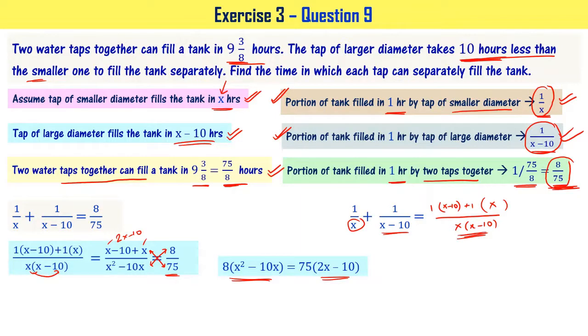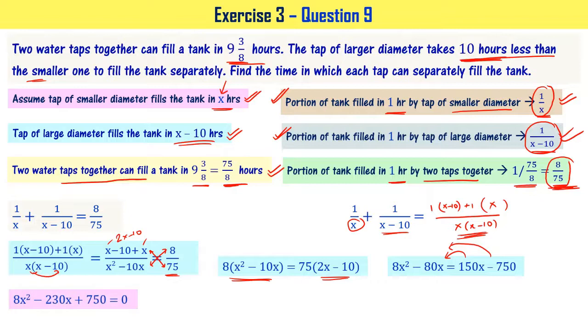Let's simplify this further such that I can write it as 8x square minus 80x equal to 150x minus 750, right? Let us transpose these terms to the other side so that I can write the equation as 8x square minus 230x plus 750 equal to 0. This equation we have to solve to find what is the value of x.